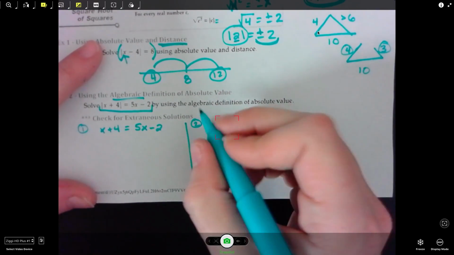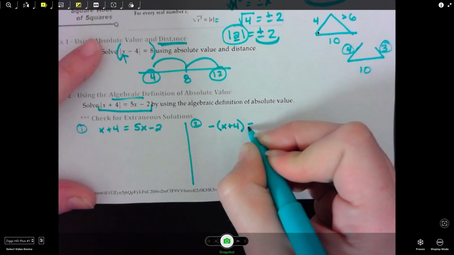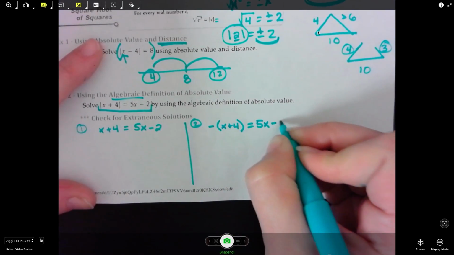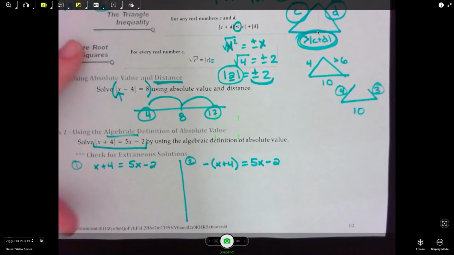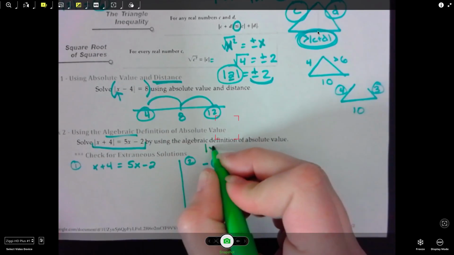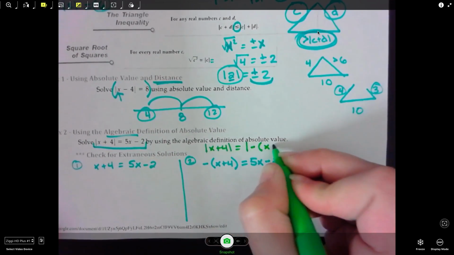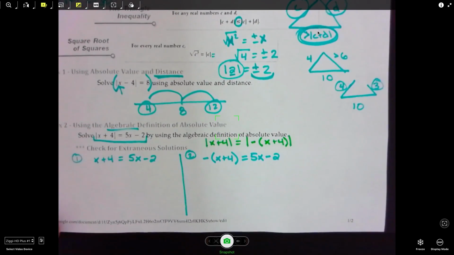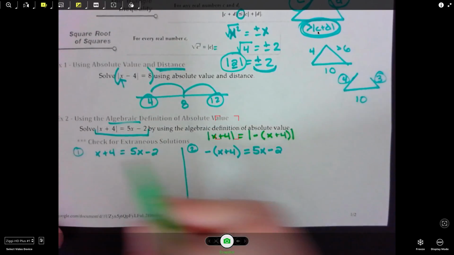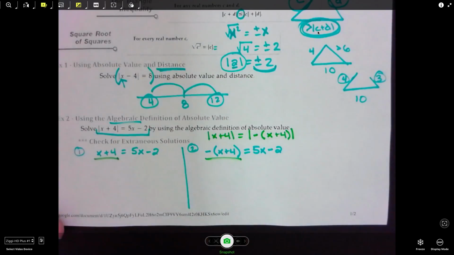For the second case, that x plus 4 inside of there is negative, and we make it look like this for case 2. The reason we do that is because the absolute value of x plus 4 is equivalent to the absolute value of negative x plus 4. The absolute value bars get rid of that negative symbol. So when I'm working backwards and trying to solve for x, I have to consider the fact that one of them is positive and one of them is negative.